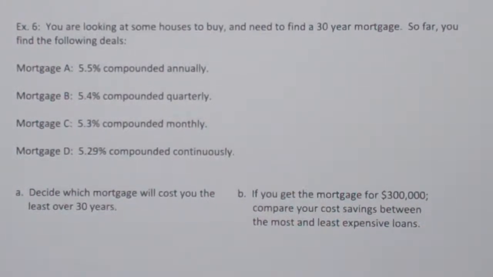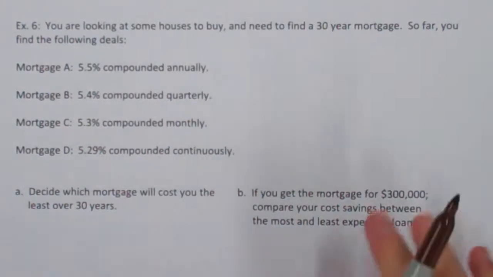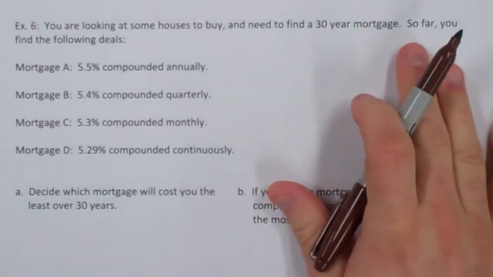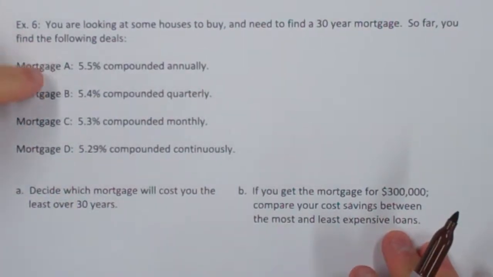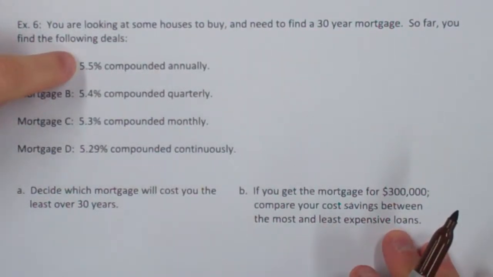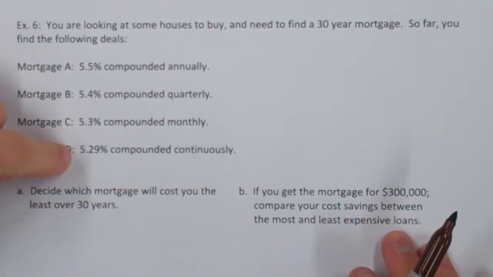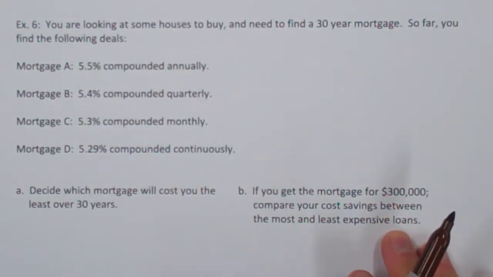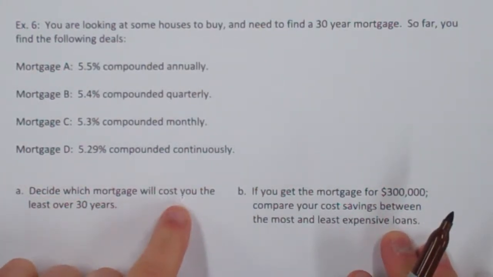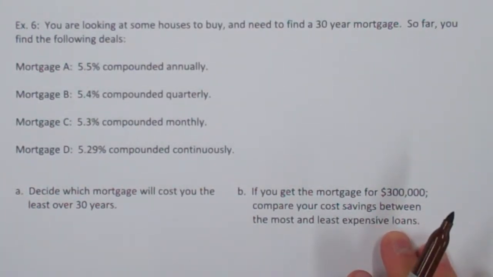For example 6, we're looking at some houses to buy, and we need to find a 30-year mortgage. So far, you find the following deals. Mortgage A, B, C, and D are all listed with some interest rates, and then also these are compounded differently. So for part A, we need to decide which mortgage will cost you the least over 30 years.